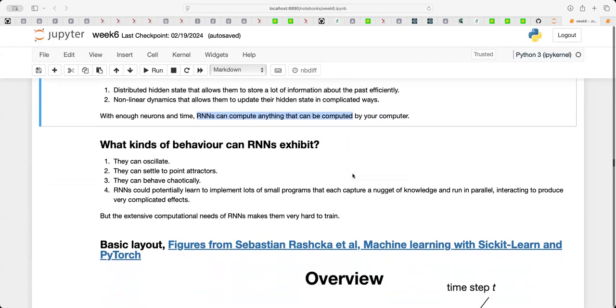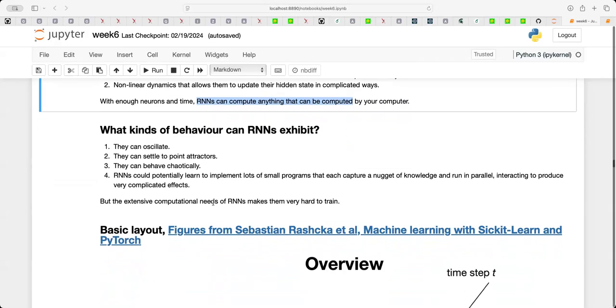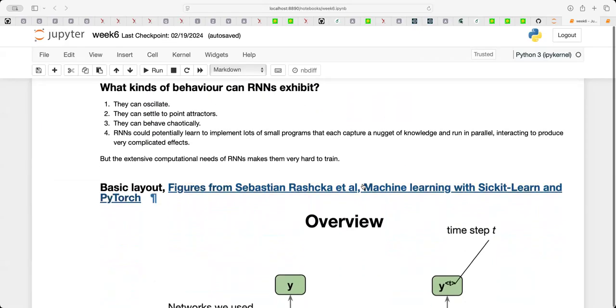However, they are problematic, and one of the problems is actually the one with exploding gradients. They can oscillate a lot. They can behave even chaotically. But it could also potentially learn to implement lots of small programs that each capture a nugget of knowledge and run in parallel.